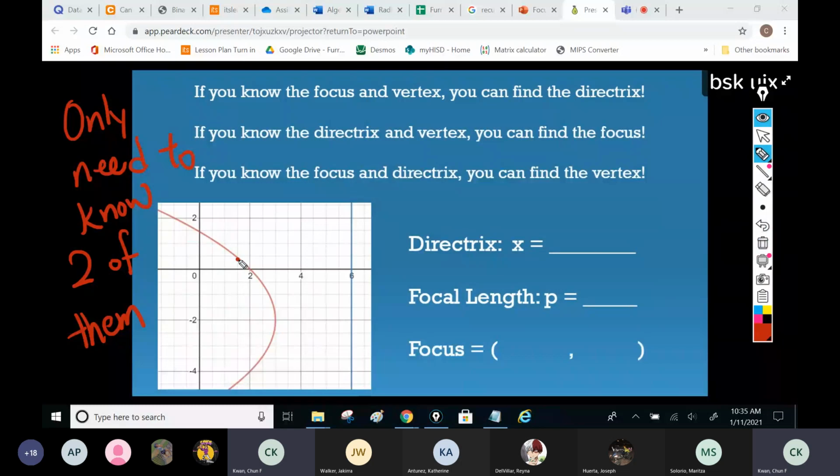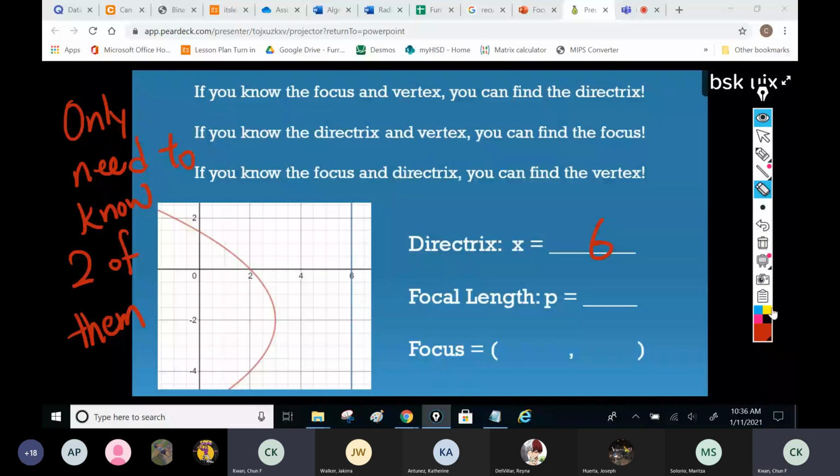So imagine this is the satellite dish. If the directrix is outside, you need the focus, the signal receiver, to be somewhere inside, all right? So let's find the directrix first. Directrix right here. This is the line that goes from here to here. This line is x equals 6. That's the directrix.